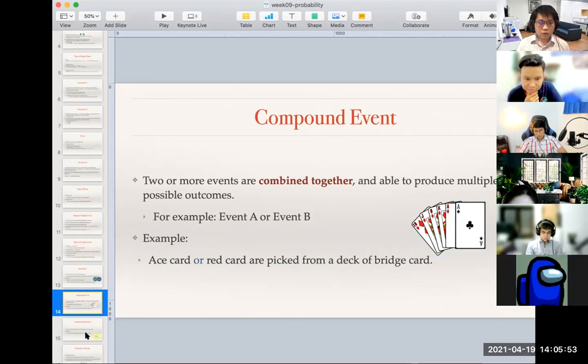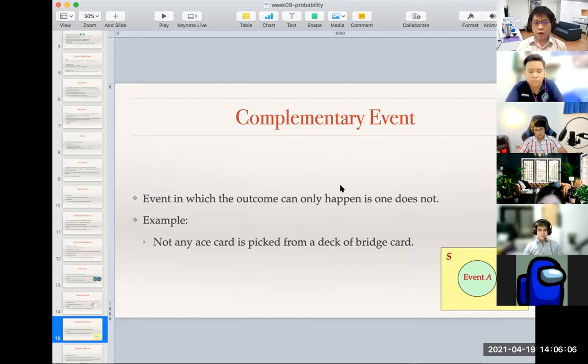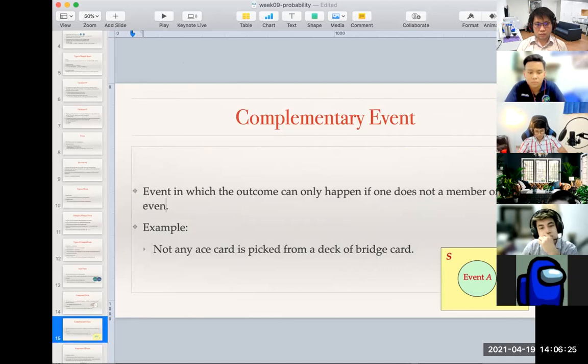The last one is the complementary event here. The formal definition for this complementary event is an event in which the outcome can only happen if one is not a member of a specific event.